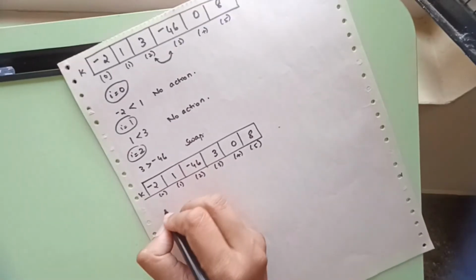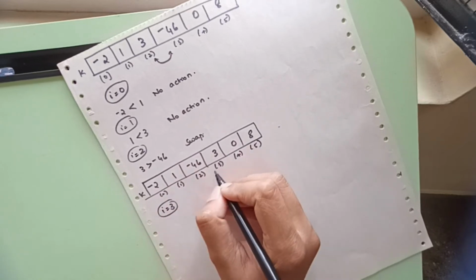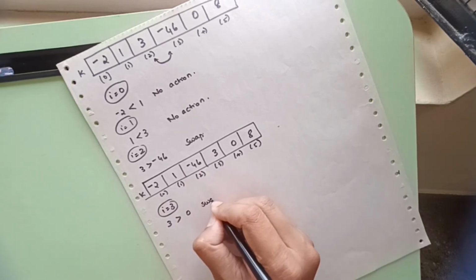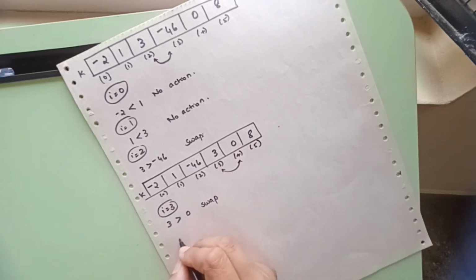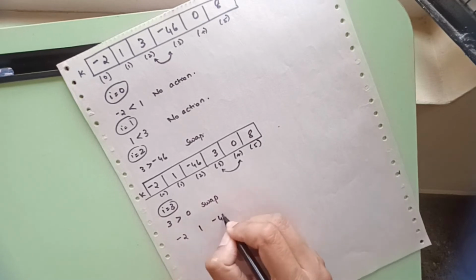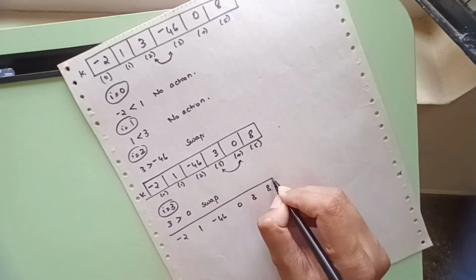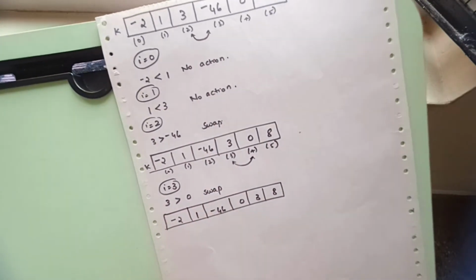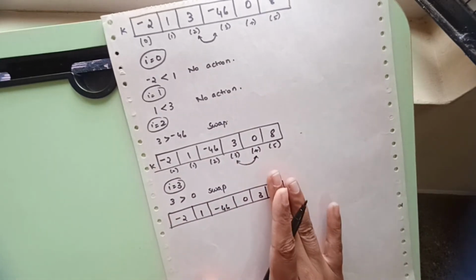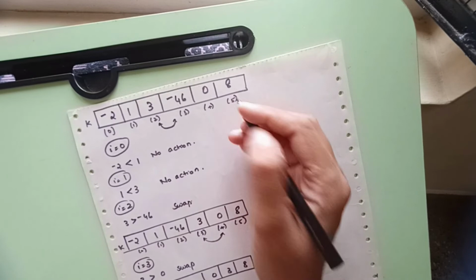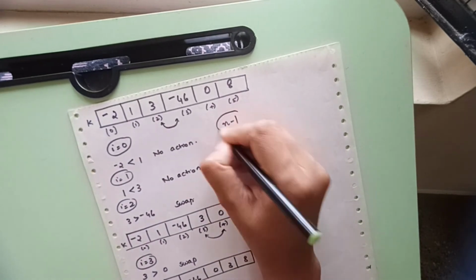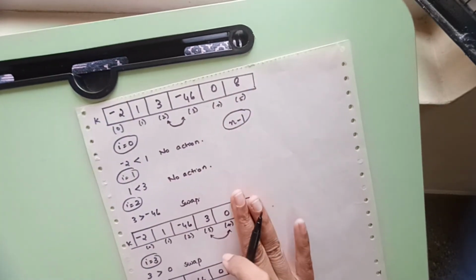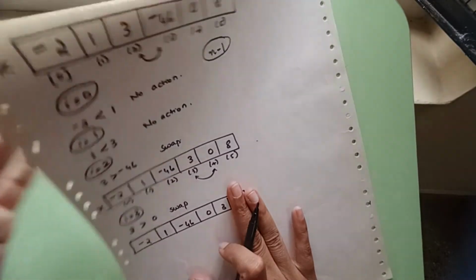So next is I is equal to 3. So 3 and 0. We are going to compare 3 and 0. 3 is greater. So we need to swap these two. So minus 2, 1, minus 46, 0, 3, 8. In iteration 2, we can stop at I is equal to 3. Why? Because we are not considering this element. Okay, our sample size is n minus 1. For second iteration, our sample size is n minus 1, which means we don't have this element. 8 is not present. Okay, so in this case it is done.